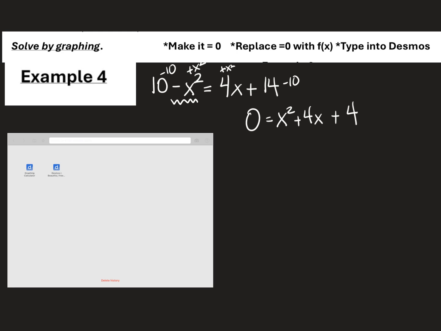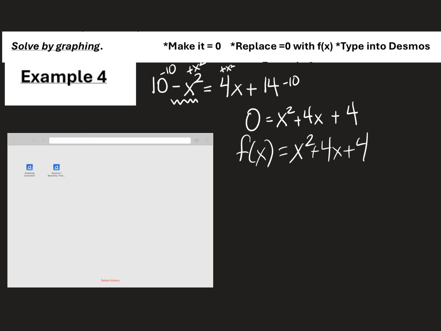So I'm writing down example 4. You'll go to Desmos and remember, put f of x in place of 0. You'll go to Desmos and type in f of x or y equals x squared plus 4x plus 4. And then you're still solving an equation, so you're going to find the solutions.